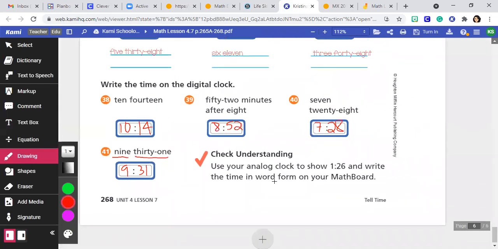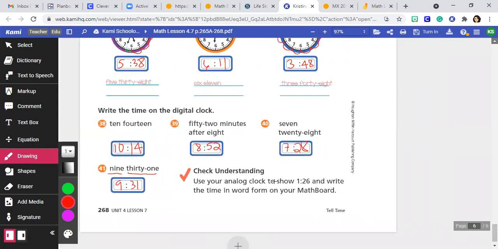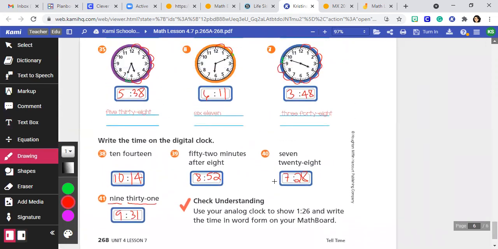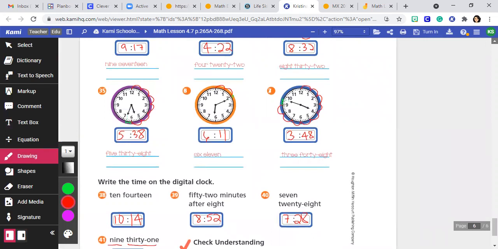Don't forget to stop the video, go back, pause, move around as you need to, and always, always, always ask your teacher for help when you have questions, because that is how you learn.